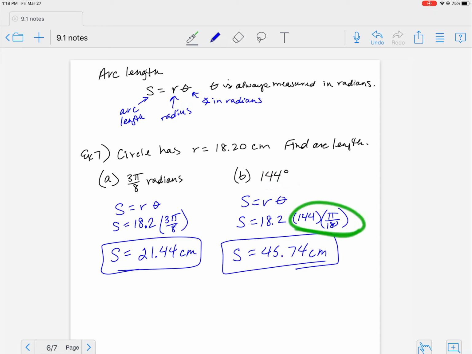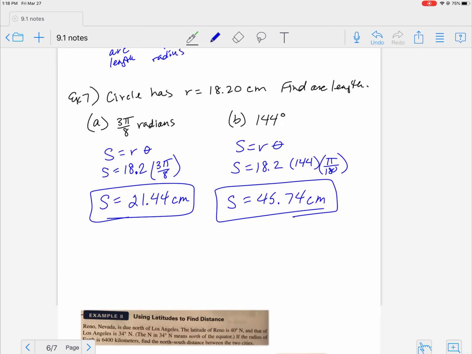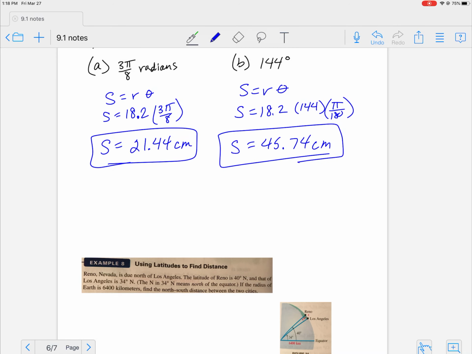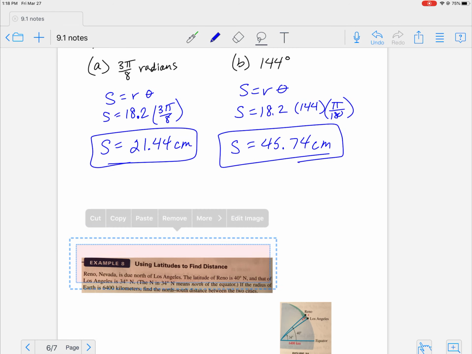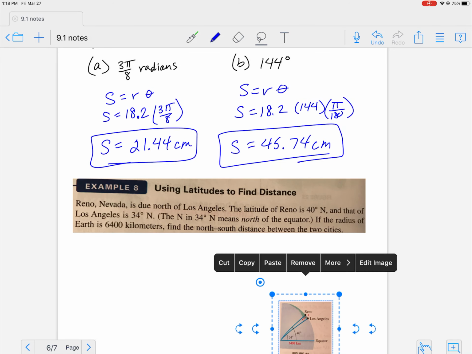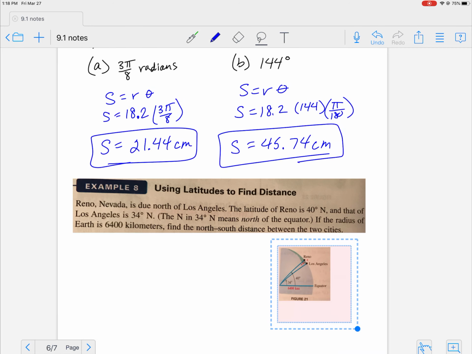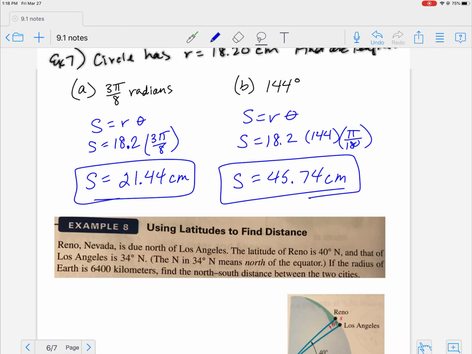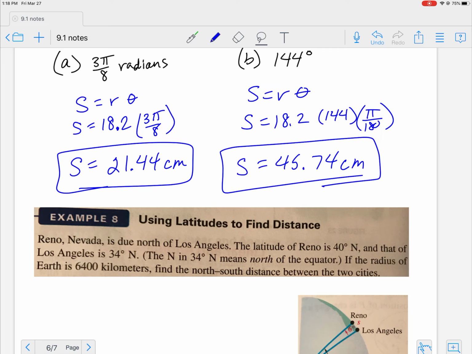The kicker to this formula is that you have to be putting your angle measurement in radians. If it gives it to you in degrees, you have to make that conversion, because that's what the formula is about. All right? Okay, let's do another one. Oh, looky here. Here's example 8. Let's do a quote-unquote real-world problem.